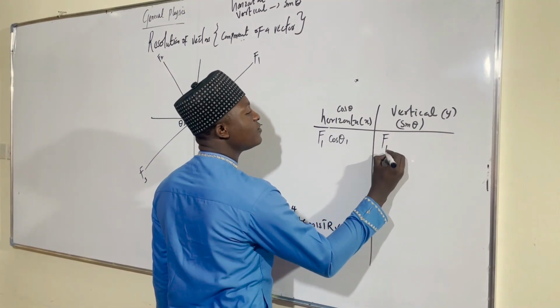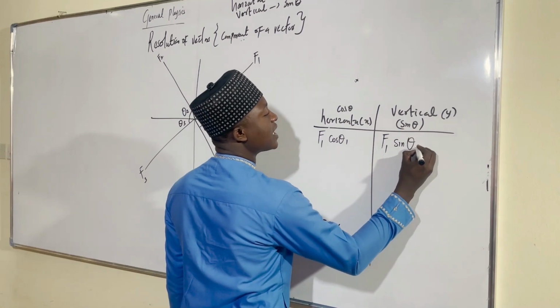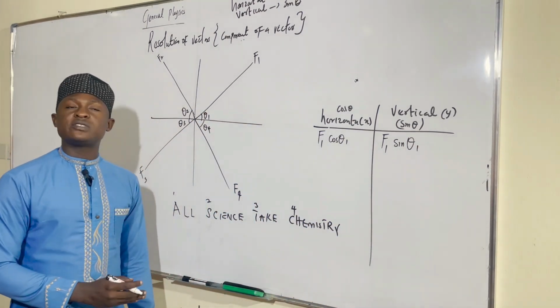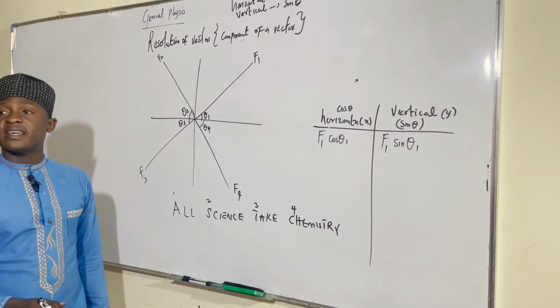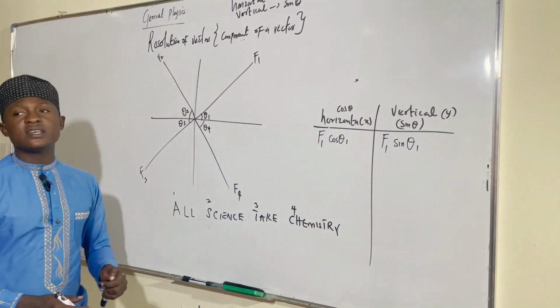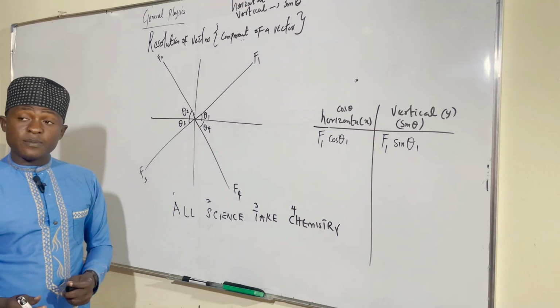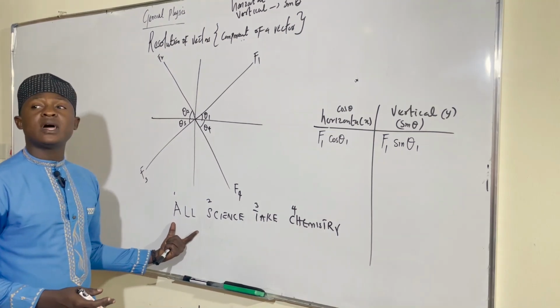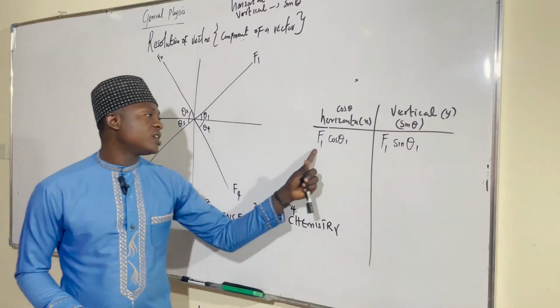That's going to be f1 sine theta 1. You can see the only difference between them is horizontal is cos and the vertical is sine. So let's check in the first quadrant. Are both of them positive? Yes, of course, because we said in the first quadrant all are positive. That's why I did not put any negative for the two of them.